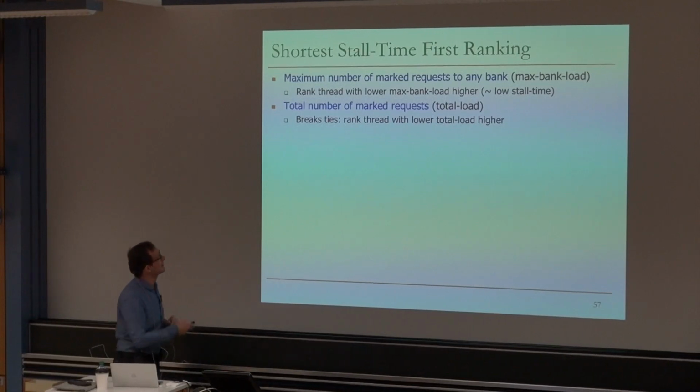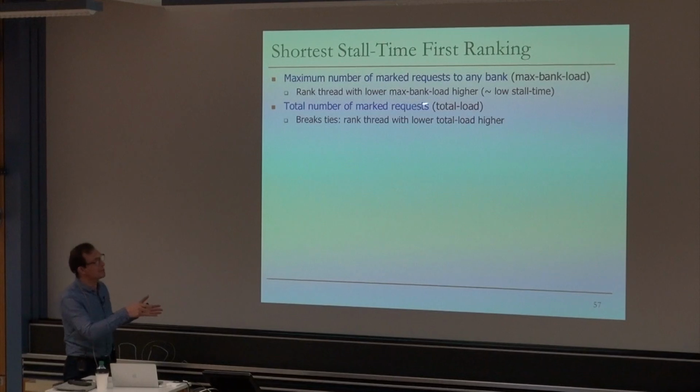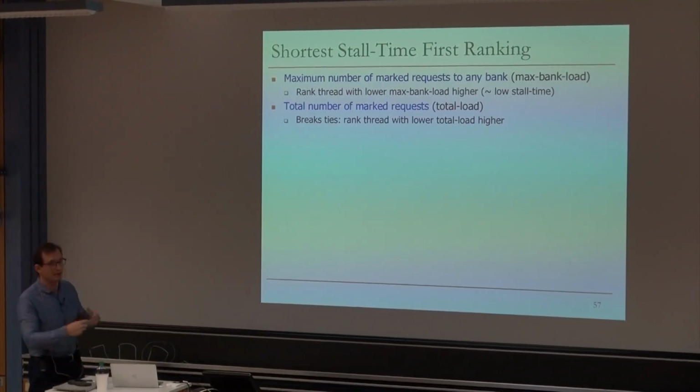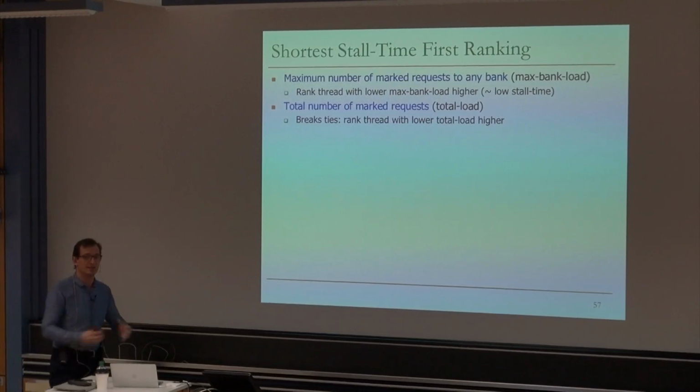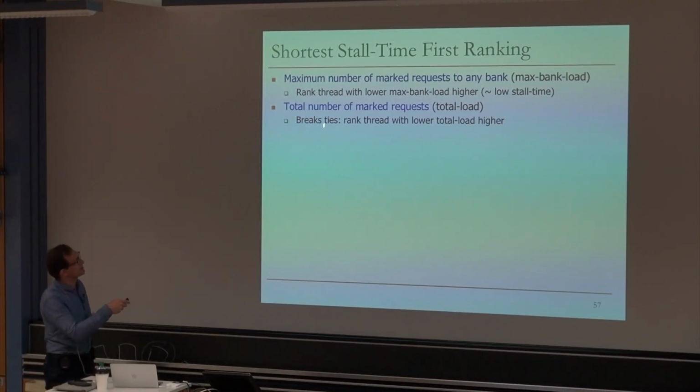That's the first thing. The second thing is a tiebreaker. Assuming two threads have the same max bank load, how do you break the tie? We also look at the total number of marked requests, which is the total number of requests in the batch belonging to this thread across all of the banks. We'll call it the total load. This is a tiebreaker. As I said, you rank the thread with lower total load higher.